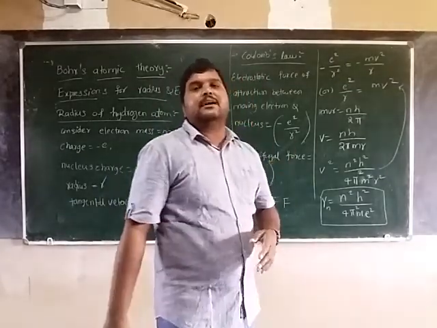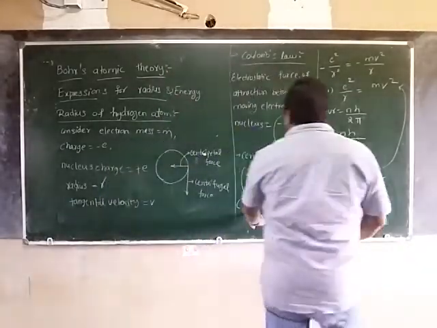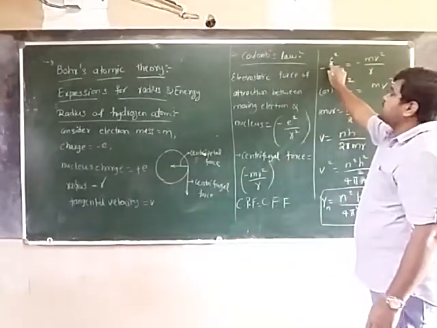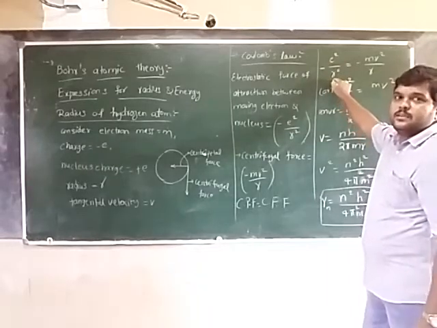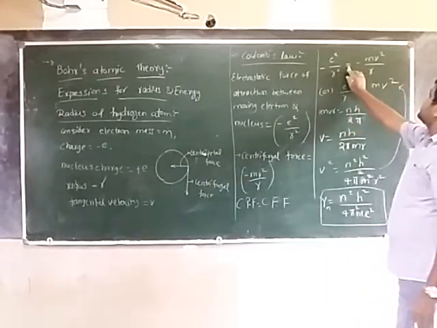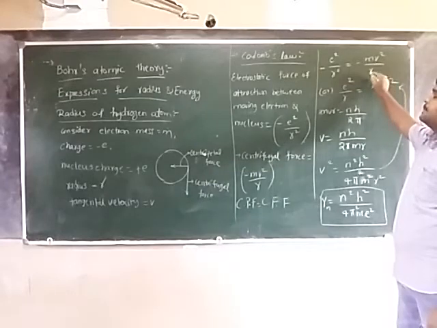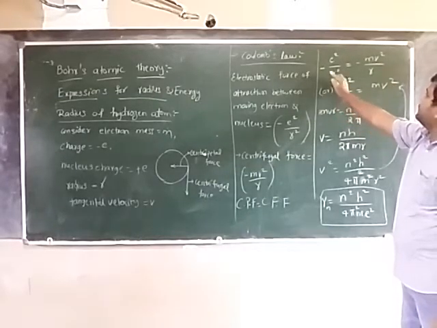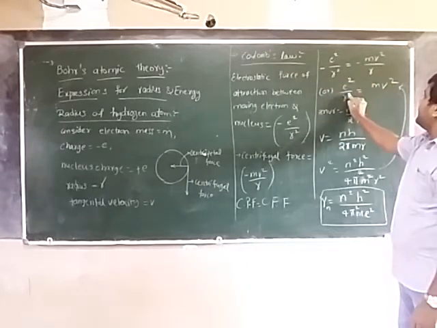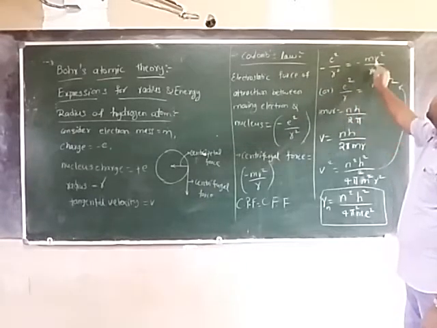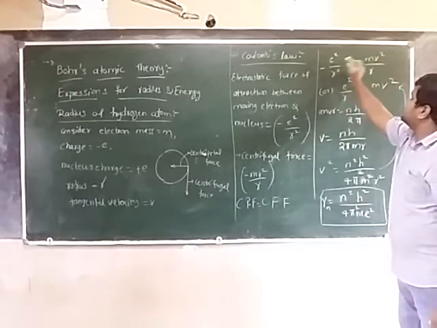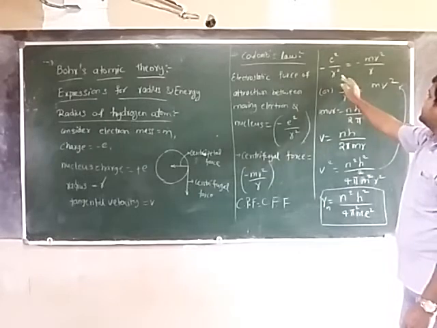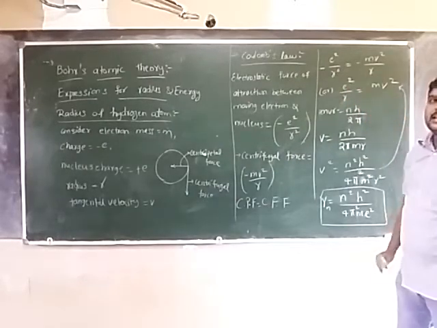Now we will try to find the radius of the orbit. Centripetal force, minus e square by r square, where e is the charge of the electron and r is the radius, is equal to minus mv square by r. You can cancel the negative signs, so e square by r is equal to mv square. One r cancels.